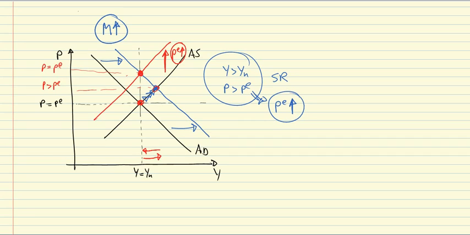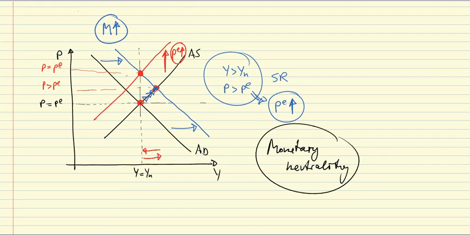Now this result is quite important and is labeled as monetary neutrality. That means that in the medium run, monetary expansions are neutral with respect to output. Monetary expansions do not have an effect on the unemployment rate or output in the medium run, but they do have an effect in the short run. And they do have an effect on the price level in the medium run.